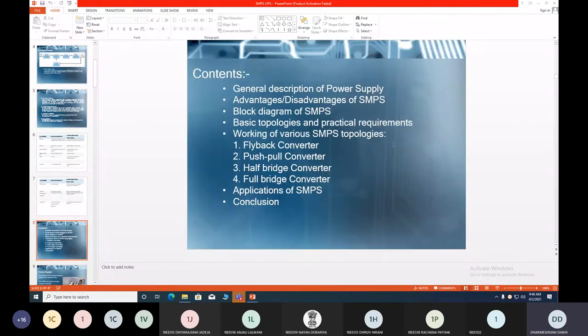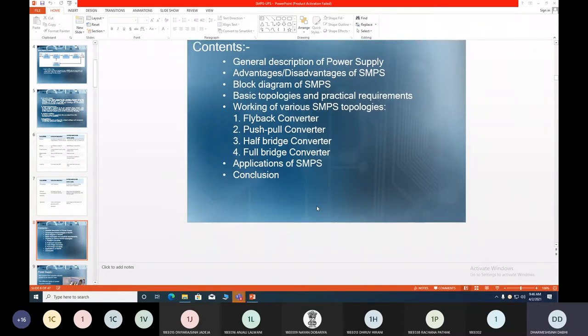So now let's discuss in detail the general description of the power supply, then the advantages and disadvantages of SMPS, then the block diagram of SMPS, basic topology and practical requirements of SMPS. Then we classify the different topologies of the SMPS. Generally we use four different types of SMPS: flyback, push pull, half bridge and full bridge. And then the applications and conclusion. So let's start with the general description of the power supply.